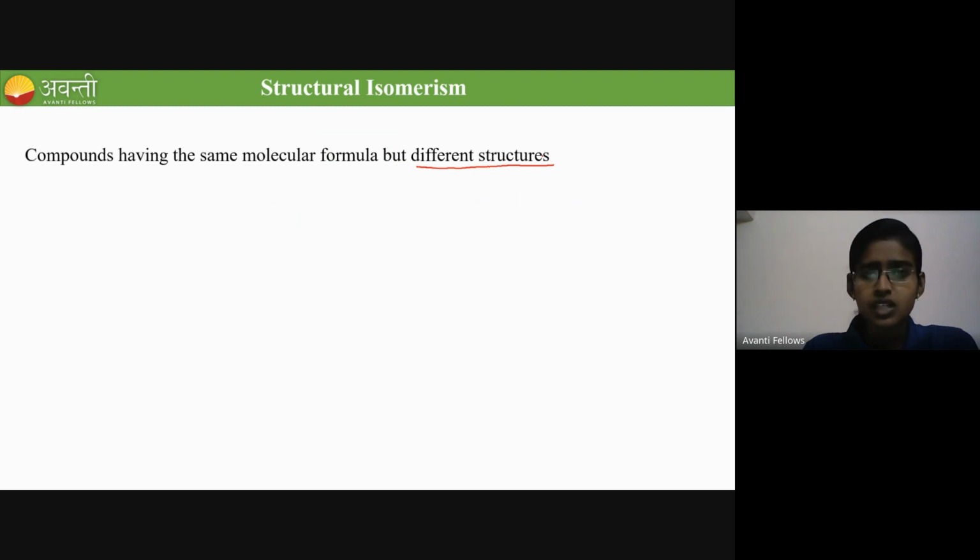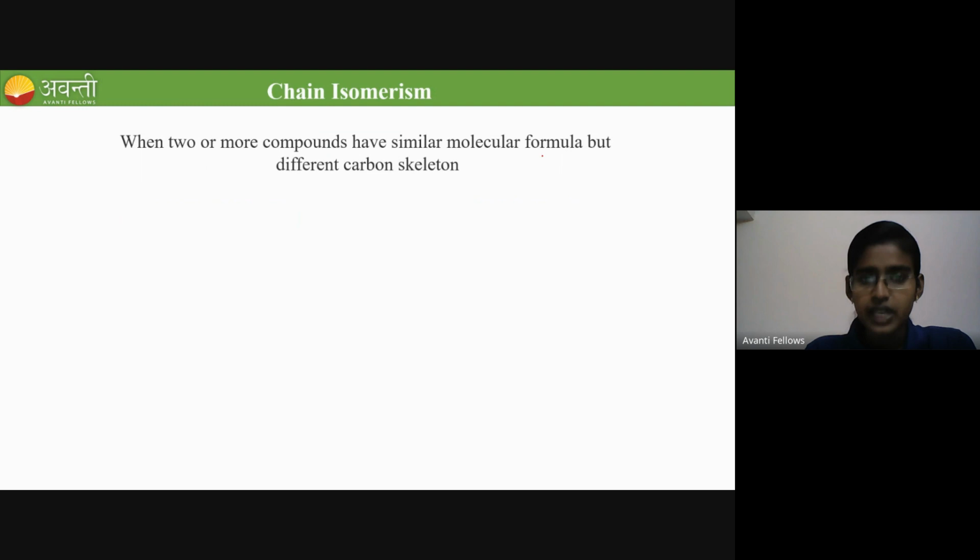Coming to the first structural isomerism, which is called chain isomerism, the definition is: two or more compounds having the same molecular formula but different carbon skeletons. So what is a chain isomer? The system which has the same molecular formula but a different carbon skeleton is called chain isomerism. I'll show you some examples to understand this part.